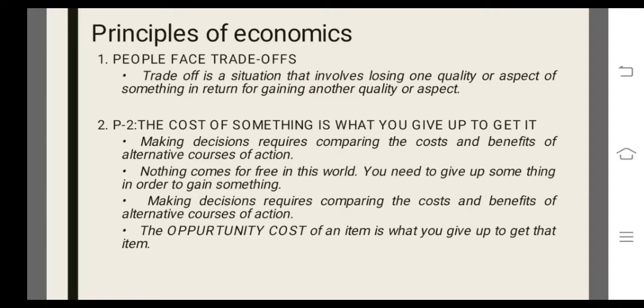Making decisions requires comparing the costs and benefits of alternative courses of action. Nothing comes for free in this world. You give up something in order to gain something. The opportunity cost of an item is what you give up to get that item.